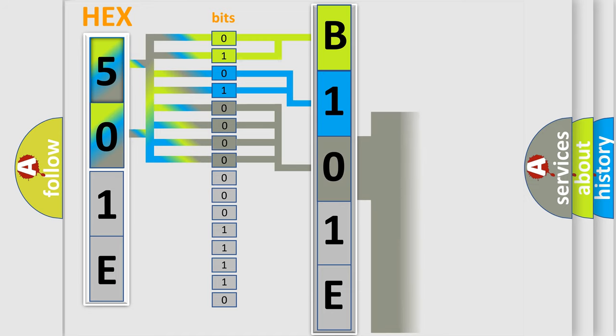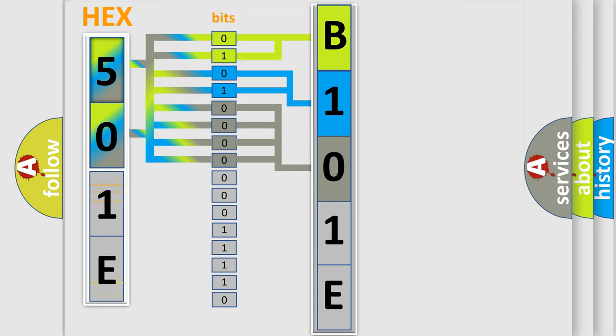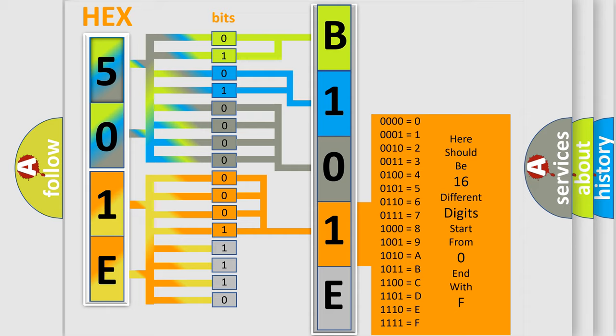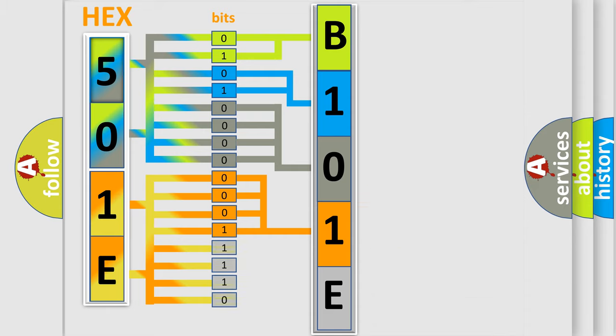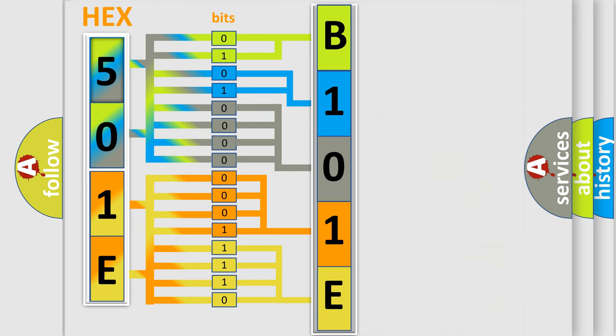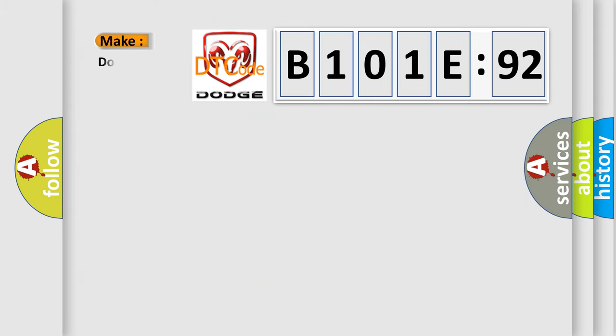The second byte is composed of a combination of 8 bits. The first 4 bits determine the fourth character of the code, and the combination of the last 4 bits defines the fifth character. A single byte conceals 256 possible combinations. We now know in what way the diagnostic tool translates the received information into a more comprehensible format. The number itself does not make sense to us if we cannot assign information to what it actually expresses. So, what does the diagnostic trouble code B101E92 interpret specifically for Dodge car manufacturers?